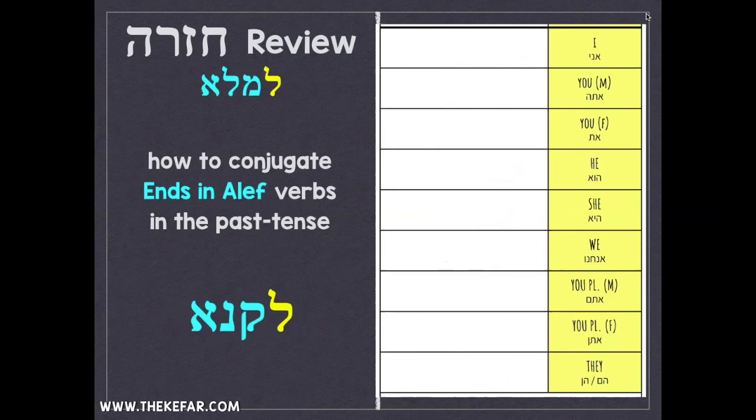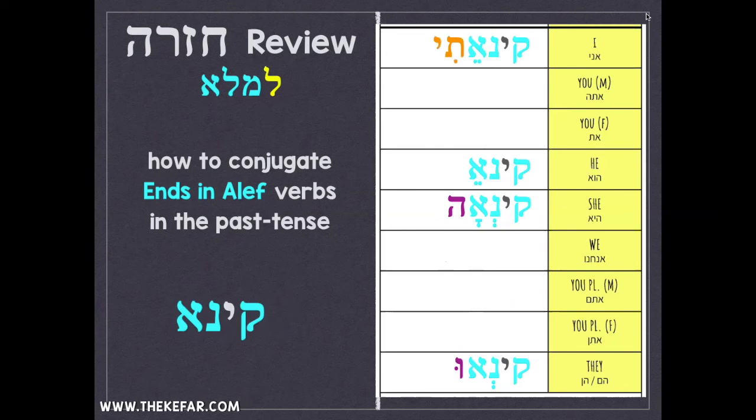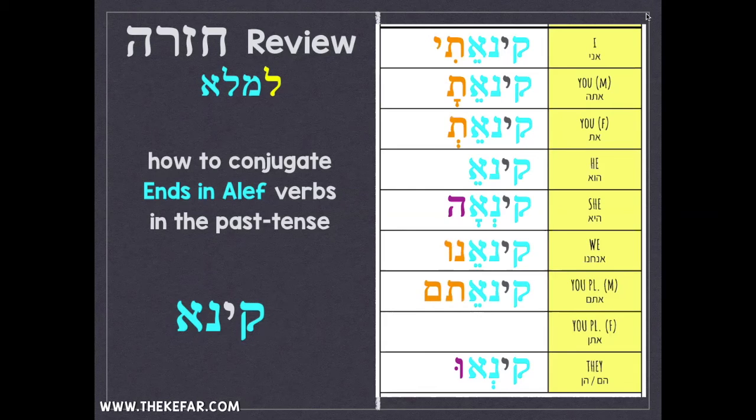Our second verb was lekane, which is to be jealous. When you get rid of the lamed, you get kine, okay, which is the same as he became jealous or he was jealous. Hu kine, he kin'a, hem hen kin'u. Ani kineti, there goes that second e sound. Ata kineta, at kinet, anachnu kinenu, atem kinetem, and aten kineten. Okay, if you have any questions about this one, check video number 26.